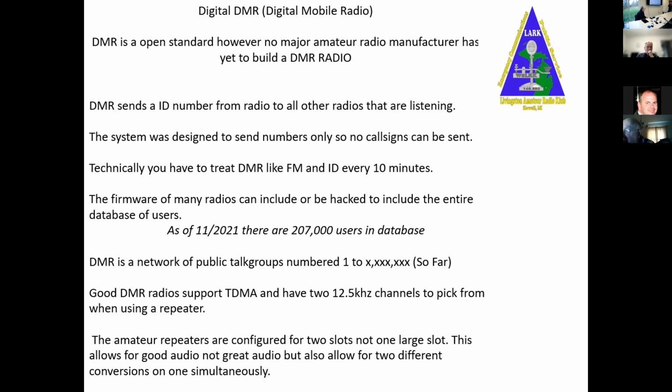D-Star and Fusion, it's a little bit of a gray area, because people say, I don't have to ID anymore because my ID is built into my transmission, right? You don't have to ID an FT8 because it's built into your transmission. Same thinking, right? So DMR isn't that way. You have to treat it like FM and you have to ID every 10 minutes.